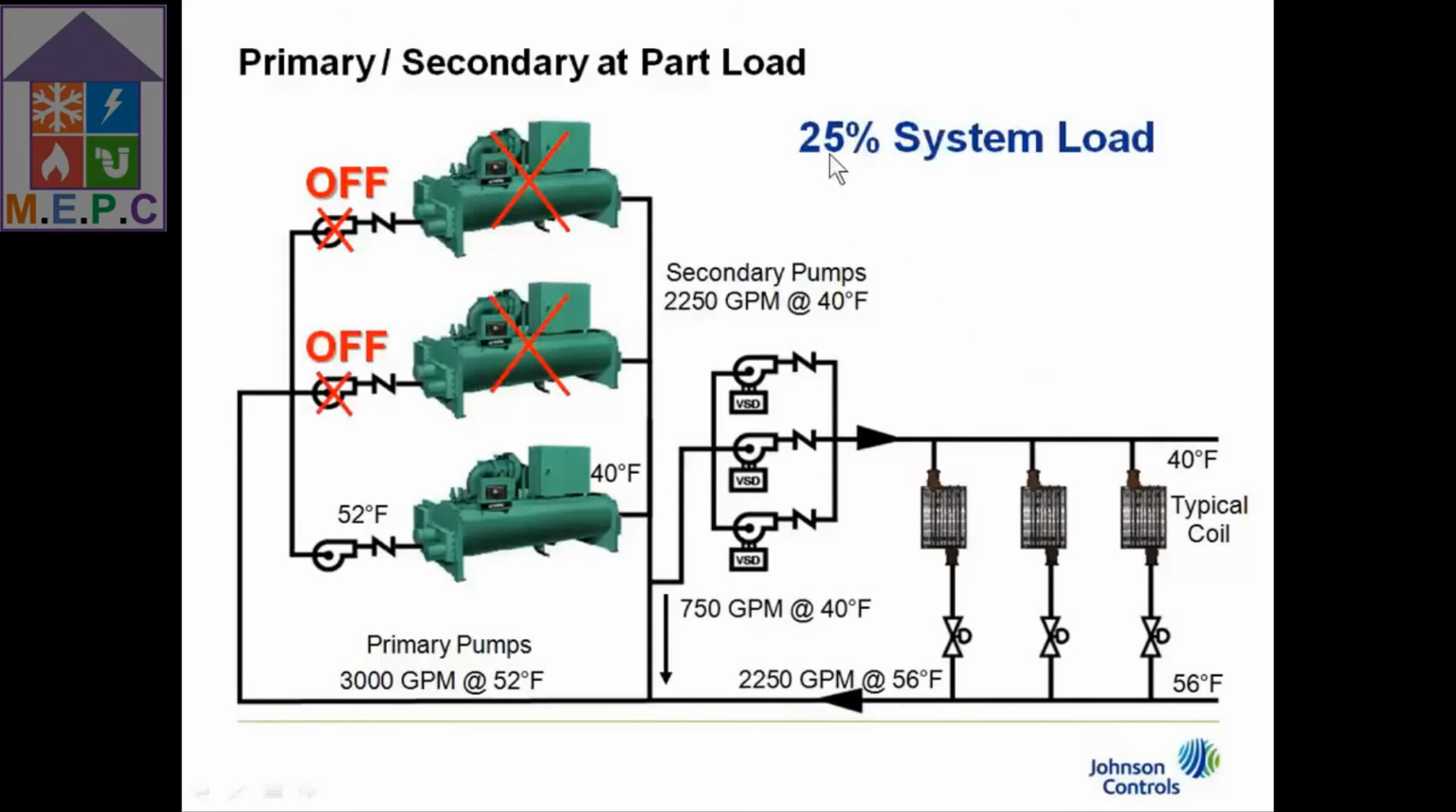And when we get to 25% load, we now can shut 2 chillers off. Our secondary is going to be 25% of 9,000 GPM, or 2,250. We have 1 pump running, so that's 3,000 GPM in our primary. So the excess, the difference between 3,000 and 2,250, which is 750, goes through our bypass. That's how the system ideally is supposed to work.